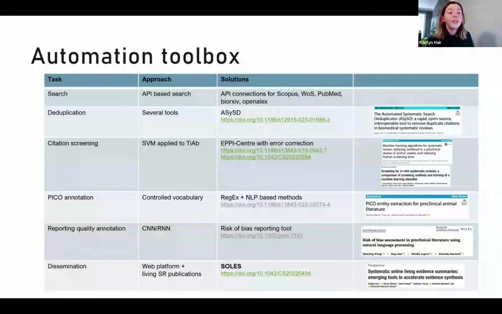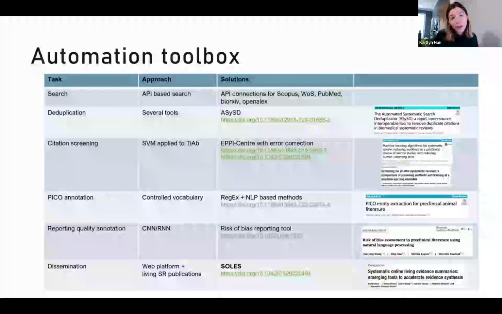We can use tools to extract information about the animal model and the treatments, the outcomes that are measured, and we can also start to get an idea of the reporting quality. So there are tools out there to extract, for example, whether animals were randomized to experimental groups or not.